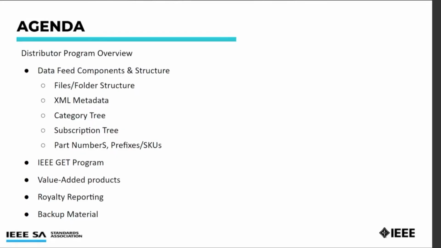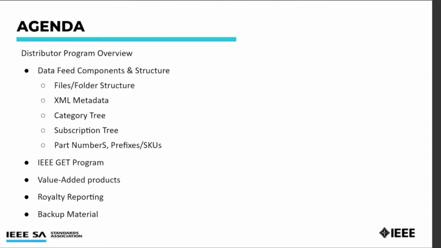This presentation covers the DataFeed components file and folder structure, the XML metadata, the category and subscription tree structure, part number prefixes and their meaning, and outlines some of the part numbers that are used to identify the different types of products in the XML data feed.